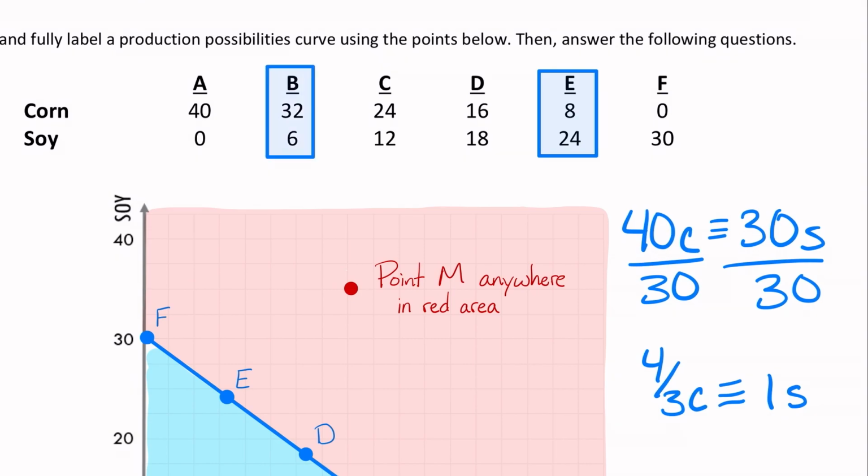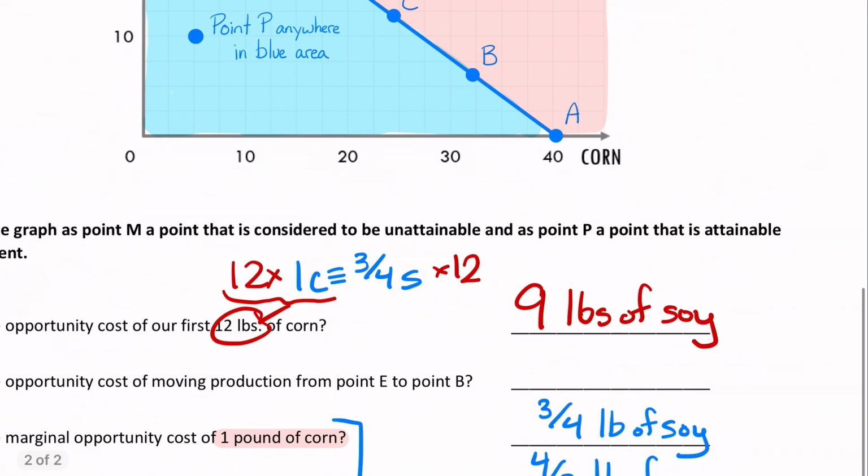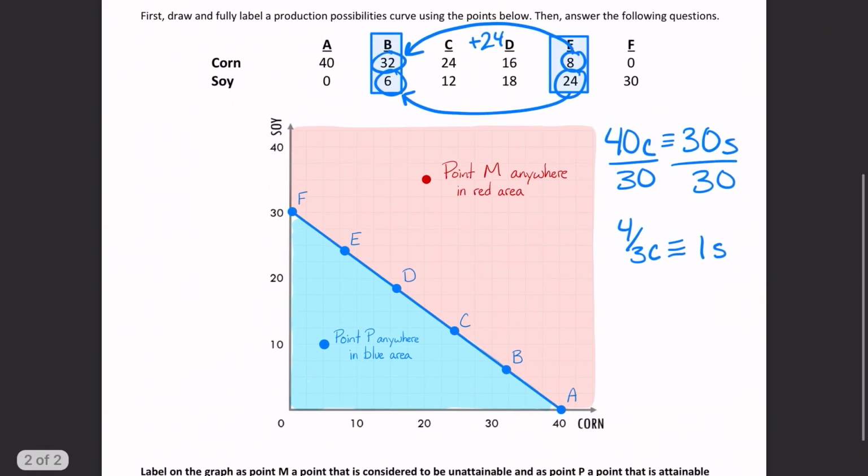So what are we gaining? Well, we're gaining corn because we go from 8 corn up to 32. That's adding 24 corns. How many pounds of soy then do we have to give up? Because that's our cost. Whatever we have to give up is our cost. We're going from 24 to 6, that would be giving up 18 pounds of soy. And again, we have to pay very careful attention to the direction in which we're moving. We're going from E to B.